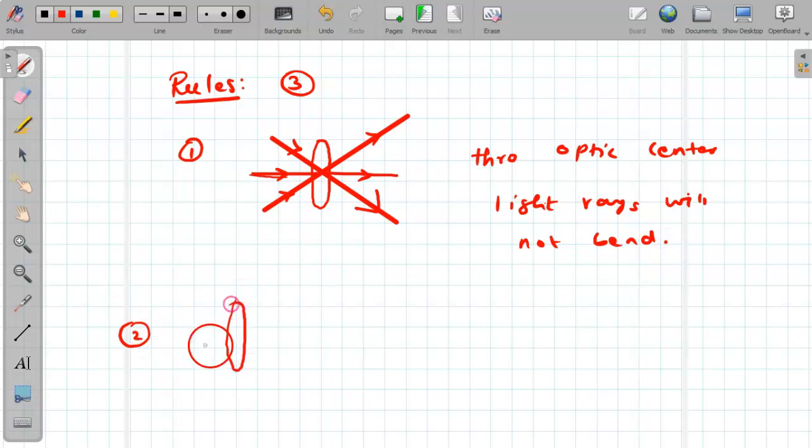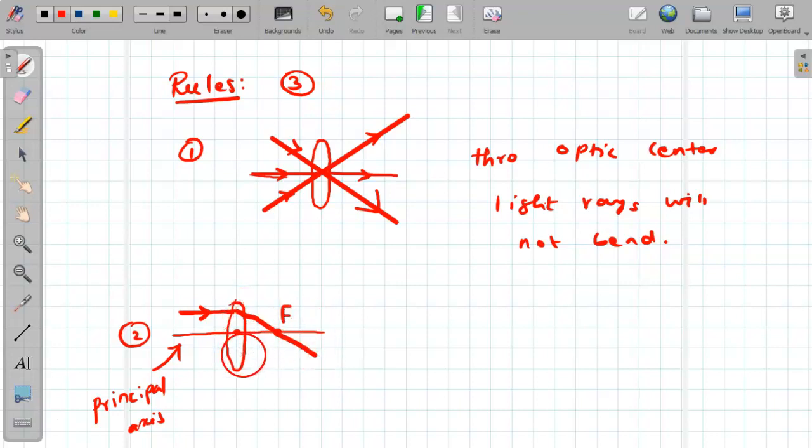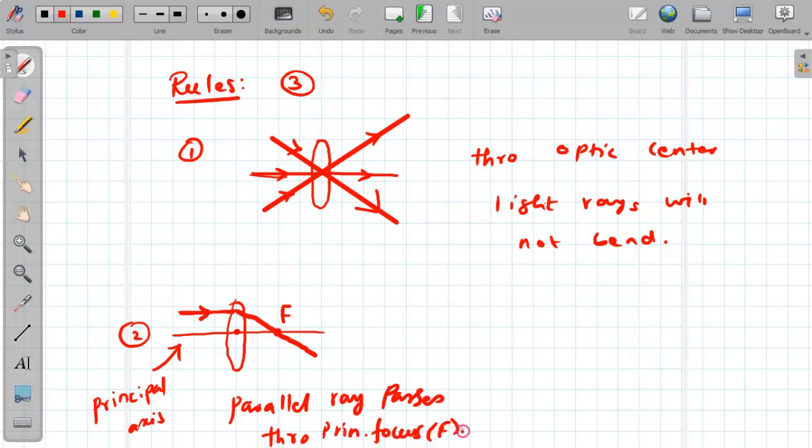And the second case, the second rule. If the light rays are parallel to the principal axis, the horizontal center line which is passing through the optic center, called the principal axis, then the light ray will pass through the principal focus of the lens, that is capital F. So a parallel ray passes through the principal focus. This is the second rule.